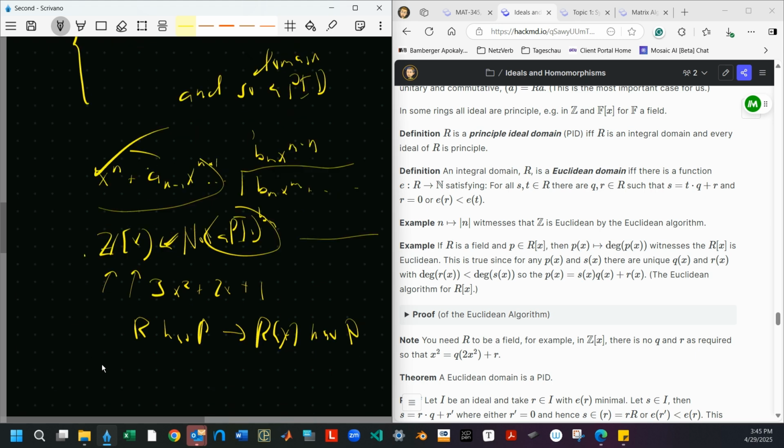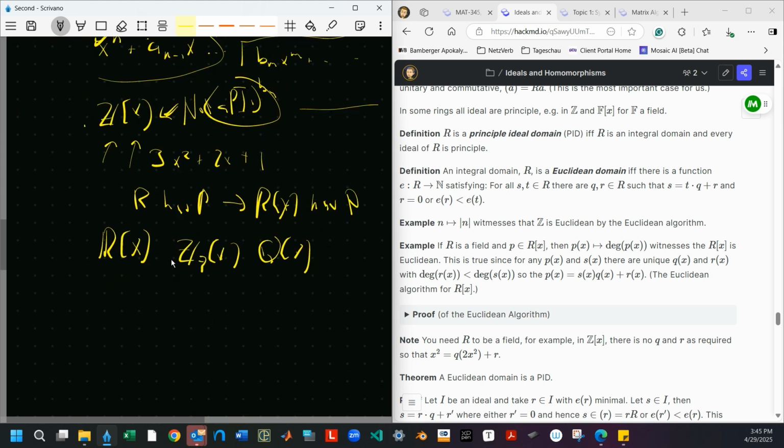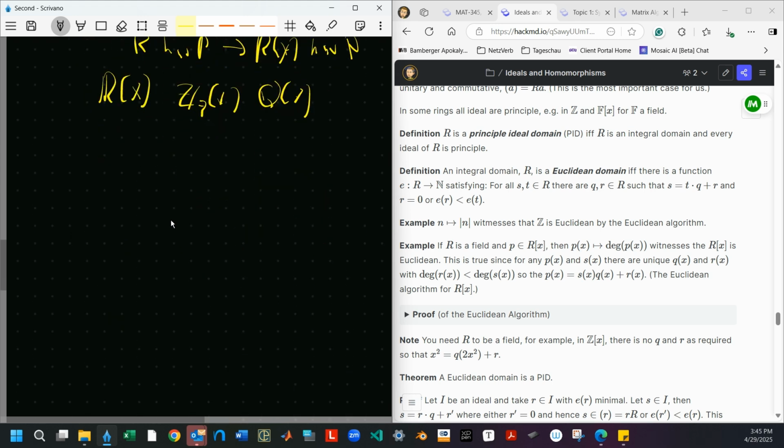Whereas if I have a field, then R[x] is a PID, or Z_7[x] is a PID, or Q[x] or something like that, because those are all fields, and I can do division. I can do long division. So that's really important here.